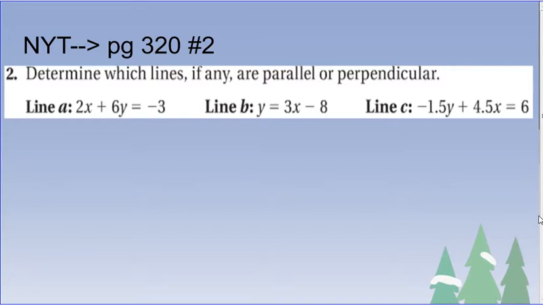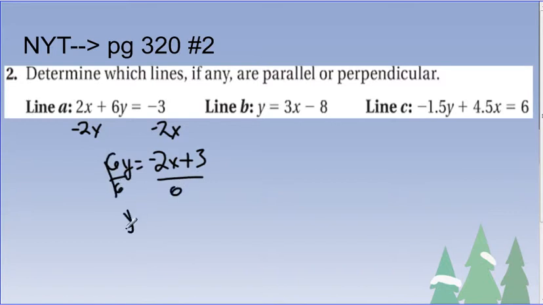Okay, so let's see how you did. We'll use black here, and we want to solve for y. So I'm going to subtract 2x, get 6y equals negative 2x plus 3. Divide by 6 on both sides. These cancel out. Y equals. This does not divide evenly, so I just leave it as a simplified fraction. So the slope is negative 1/3.